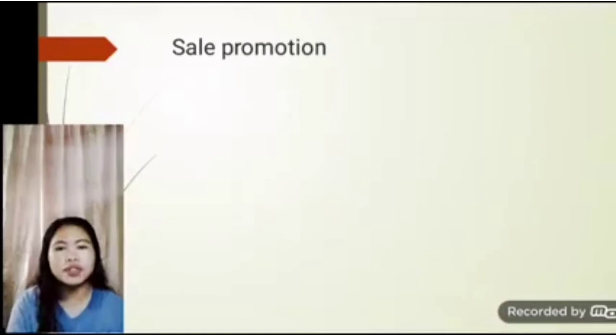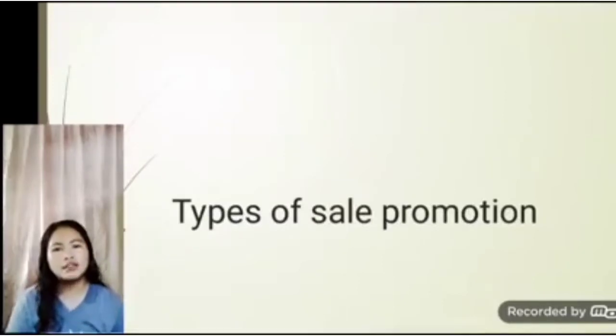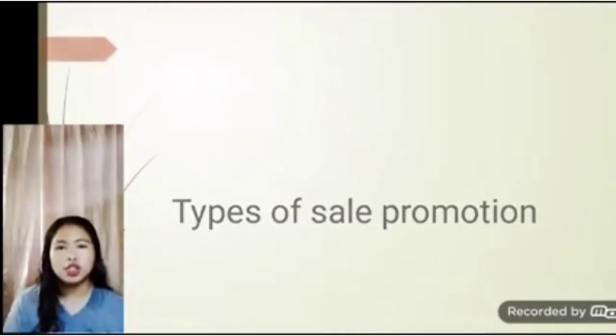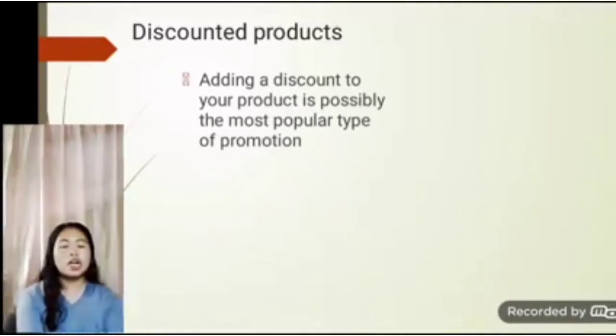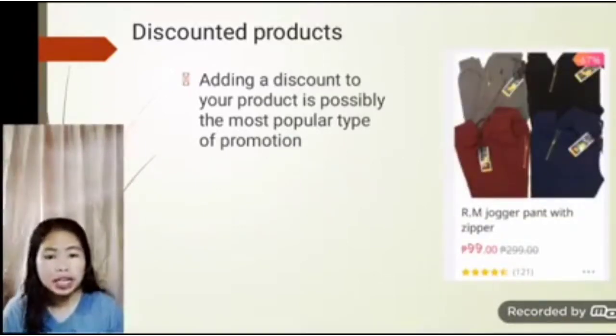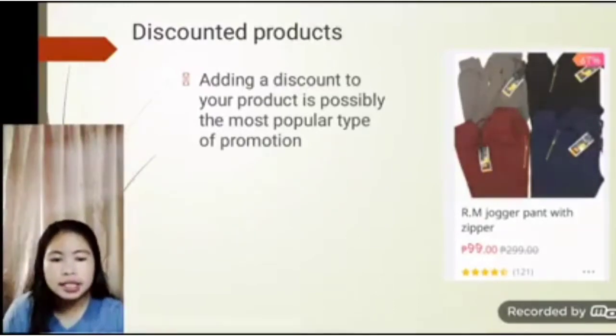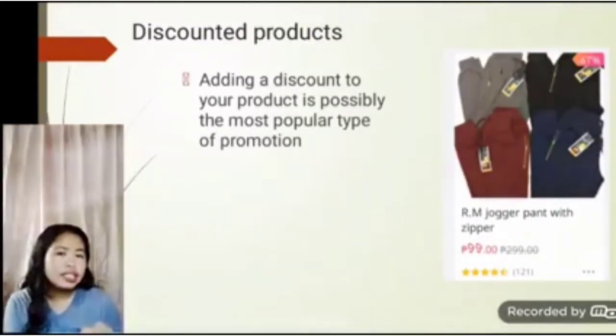The second element of promotional mix is the sales promotion. What is sales promotion? Sales promotion is the short-term incentives given to the customers to have an increased sales for a given period. So, there are several types of sales promotion. First is the discounted product. So, what is discounted product? Adding a discount to your product is possibly the most popular type of promotion. So, ito yung dinidiscount ang original price. For example, this jogger. This jogger is 299 original price, then the discount of this is 99 pesos.